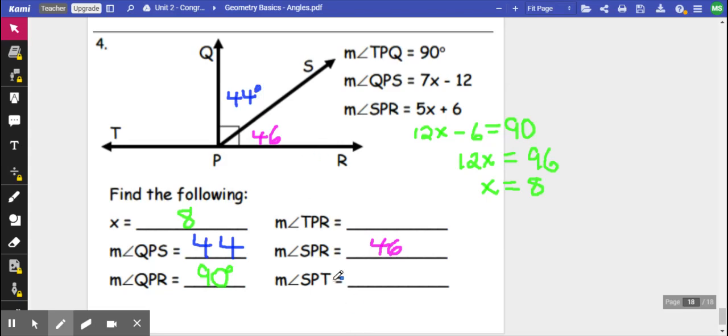And we're missing 2 angles. So we're still missing SPT. If we go and label this angle right here as 90 degrees, we can say SPT would just be 90 plus 44, and that would equal 136 degrees. So TPR we missed earlier, that was just 180 degrees. And we have now found everything we needed in this problem for number 4.